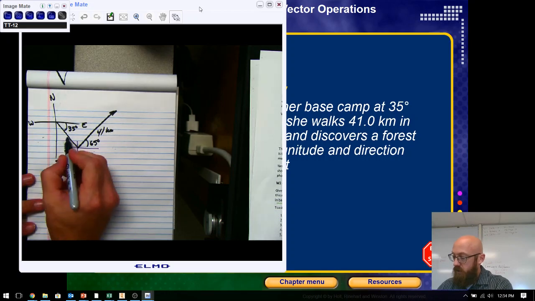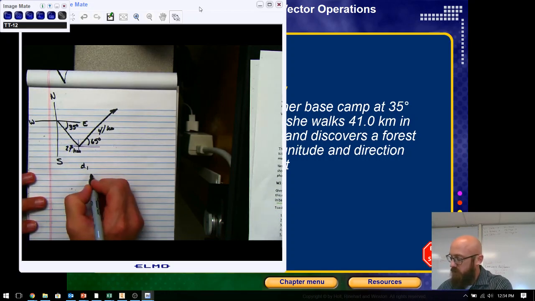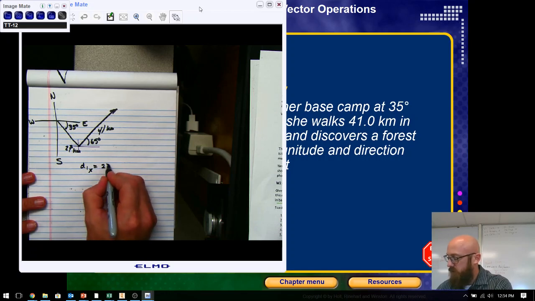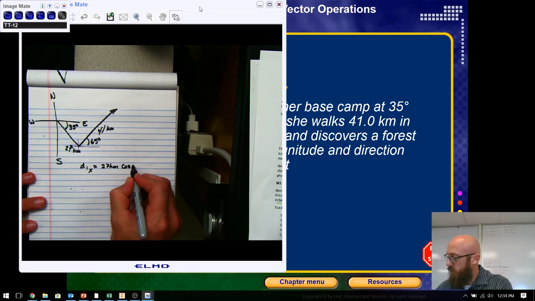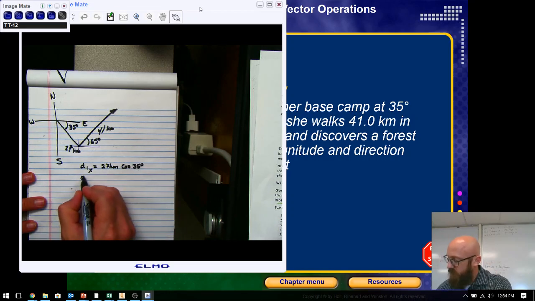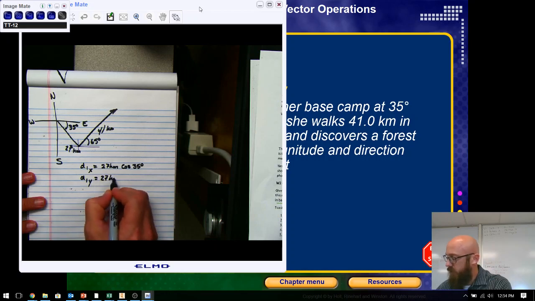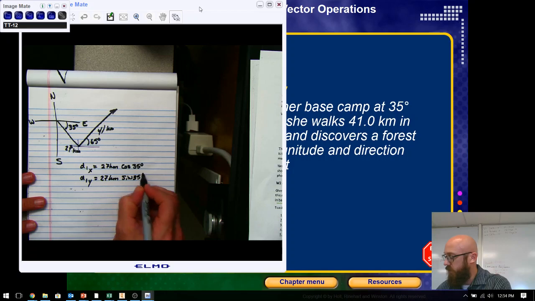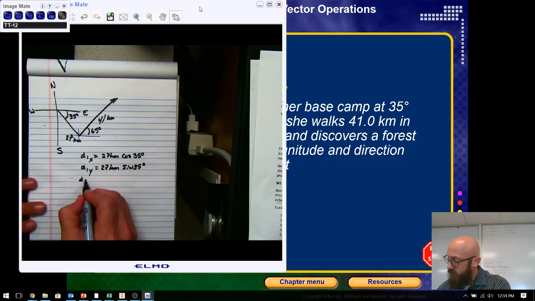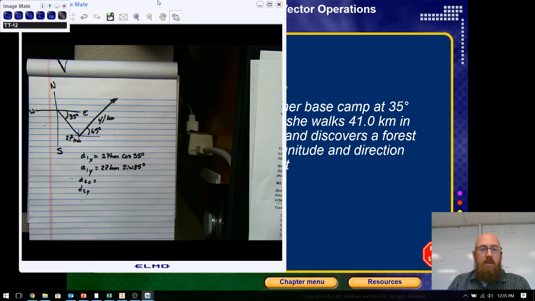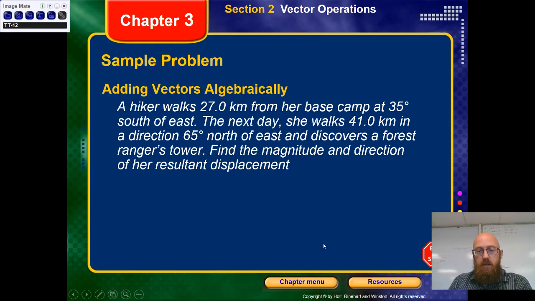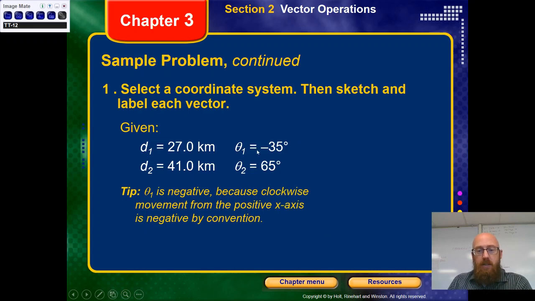Yes. Sine and cosine. This first leg, so we have distance 1 in the x direction, 27 kilometers times the cosine of 35 degrees. Distance 1 in the y, 27 kilometers, sine of 35 degrees. Distance 2, x, distance 2, y. Notice how they use negative 35. It becomes important, that negative 35, because this one's below the horizontal.